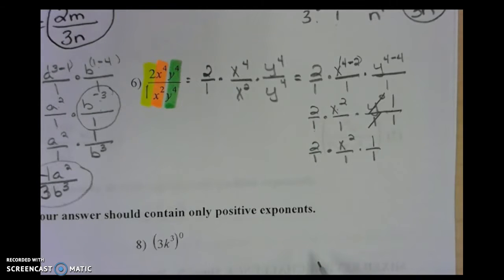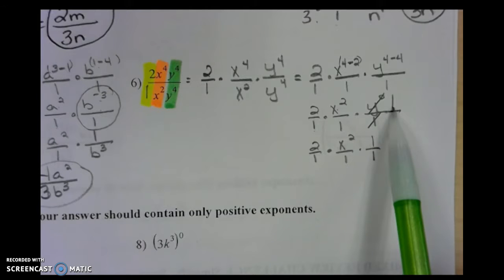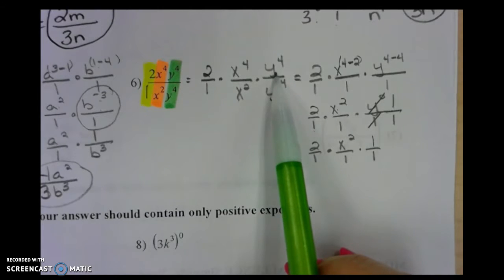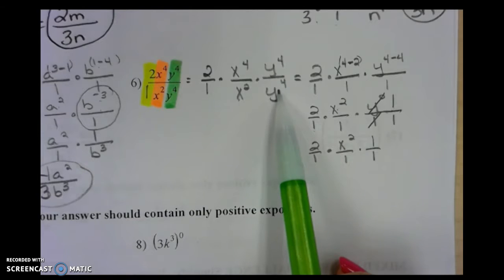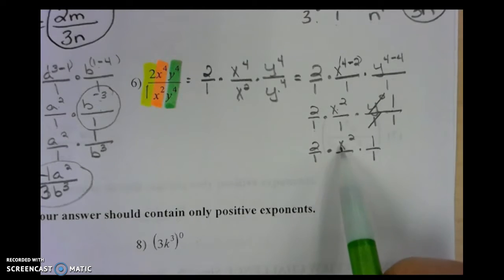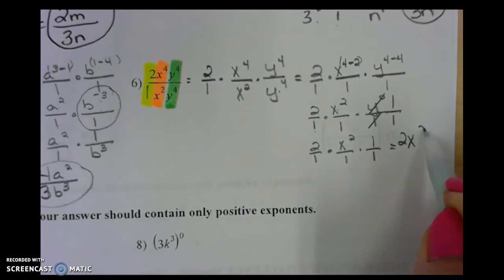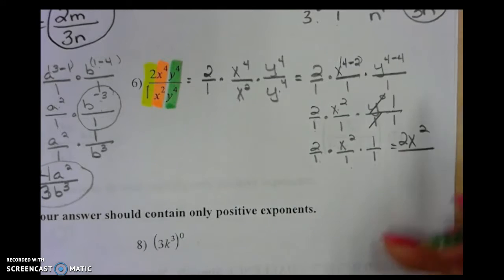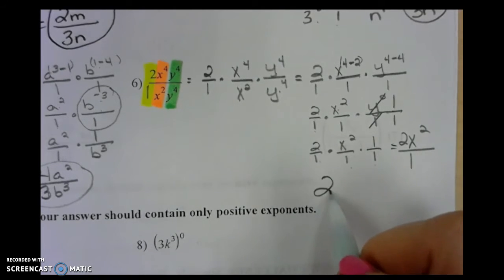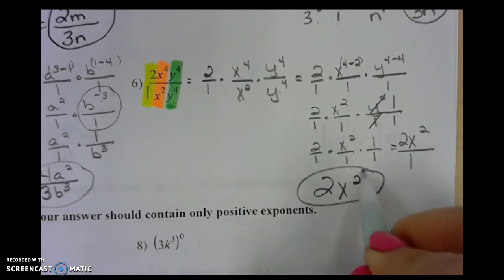Now we can multiply straight across. If you notice, when we made that y to the 0 become 1, it canceled out because there was 4 y's divided by 4 y's, which left no y's. 2 times x squared times 1 is 2x squared. And then 1 times 1 times 1 is 1, and your answer is just 2x squared.